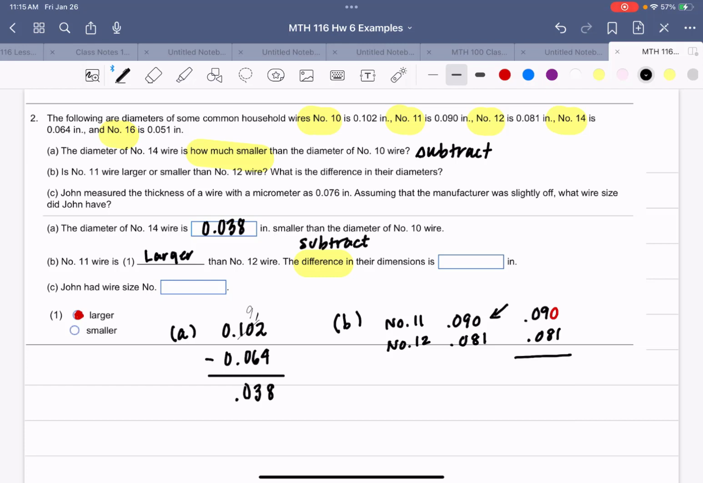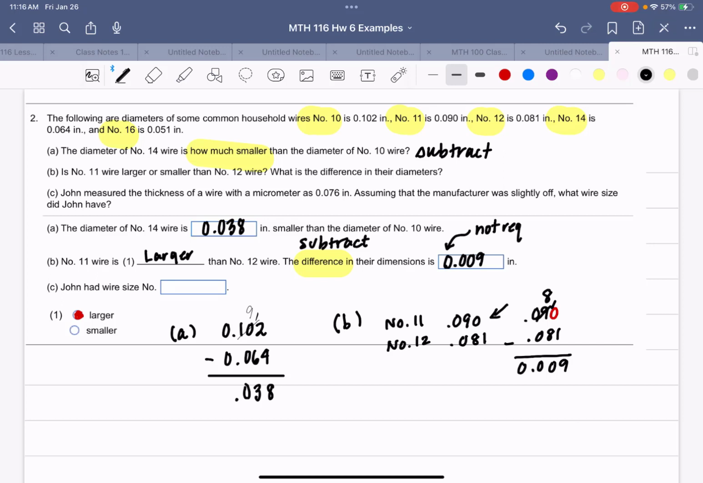So the difference is, if we subtract these, again, I'm going to have to borrow from the 9 and make it an 8. This becomes a 10 minus 1 is a 9. 8 minus 8 is 0. I need to bring down another 0. So 0.009. So the difference is 0.009.